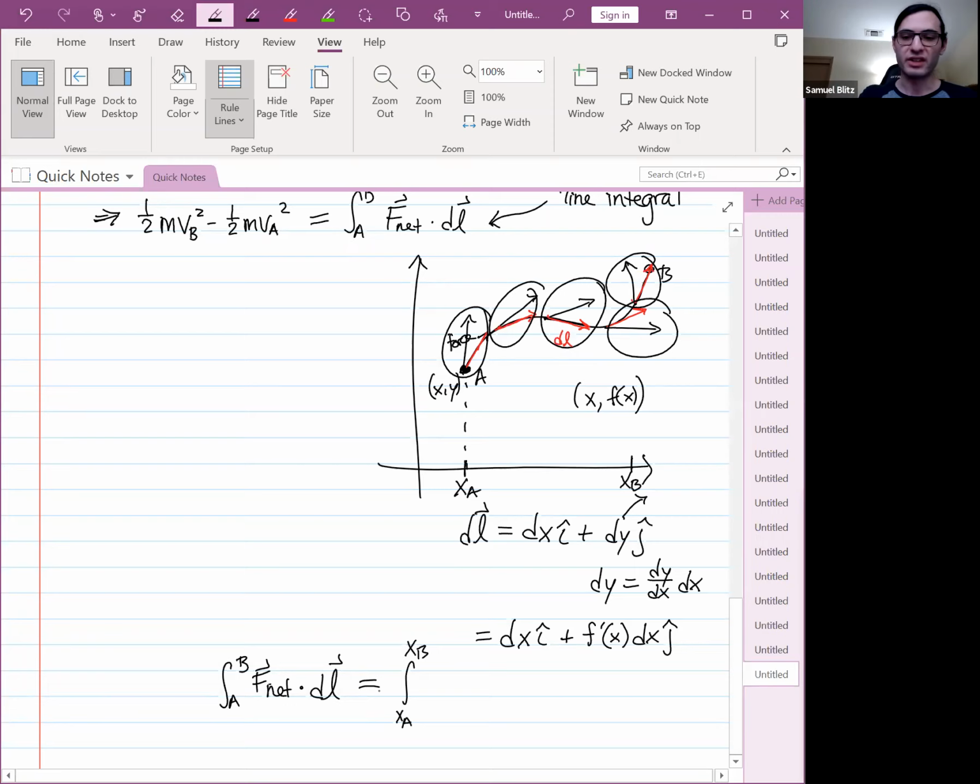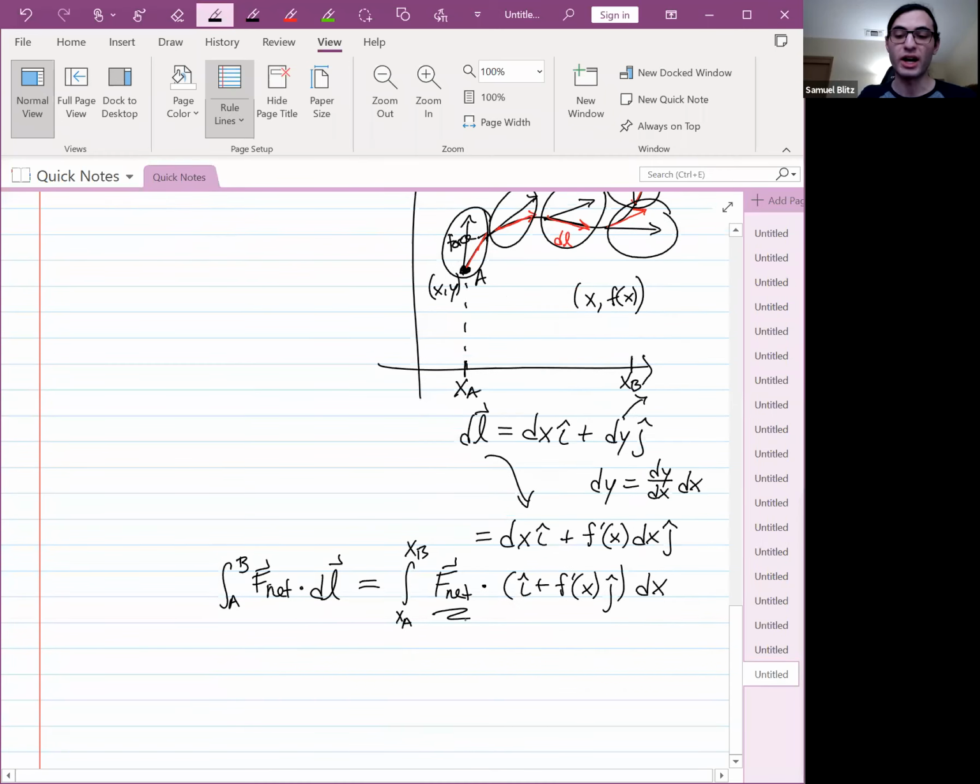So what this does is dl, which became this thing, now becomes f net dotted into 1, or rather i hat plus f prime of x j hat dx. And now you just need to describe the force in terms of the parameter x, and then this is just a number in terms of x, and then you just do an integral. From there, it's just doing the integral that you know how to do.